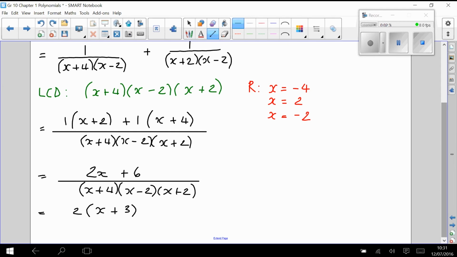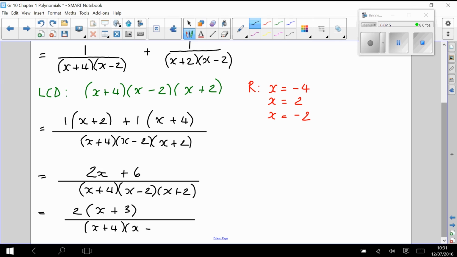And you can see very clearly that nothing can be cancelled because I do not have any constant factors in my denominator, so I cannot cancel the 2. And I do not have a bracket factor of x plus 3 in my denominator, and so there is no bracket factor that is repeated both in the numerator and the denominator. What you see in that last step is in fact your simplified fraction.